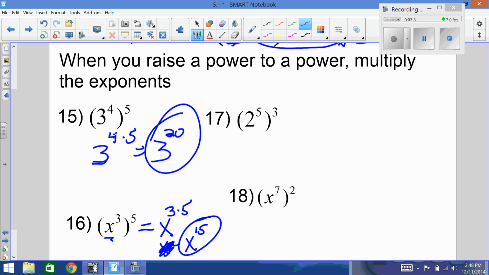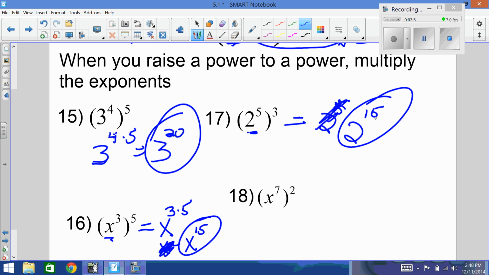All right, pause the video, do 17 and 18, and when you're done with those, hit play and compare your results. All right, here I got one base, so I keep the base, multiply, so 5 times 3 is 2 to the 15th. That's a 5, folks. And then the next one will be x to the 14th.